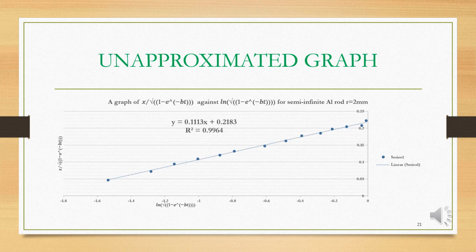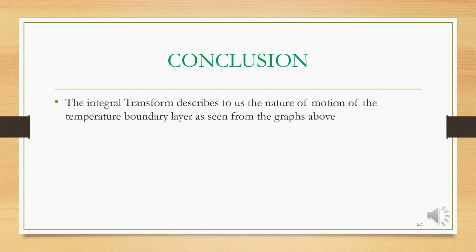We plot the graph above and it gives us a straight line graph with a positive intercept. Since it's not approximated, we can measure the physical constants with high accuracy. Let's continue. In conclusion, we note that the integral transform is very useful in helping us describe the nature of the motion of the temperature boundary layer during conduction.